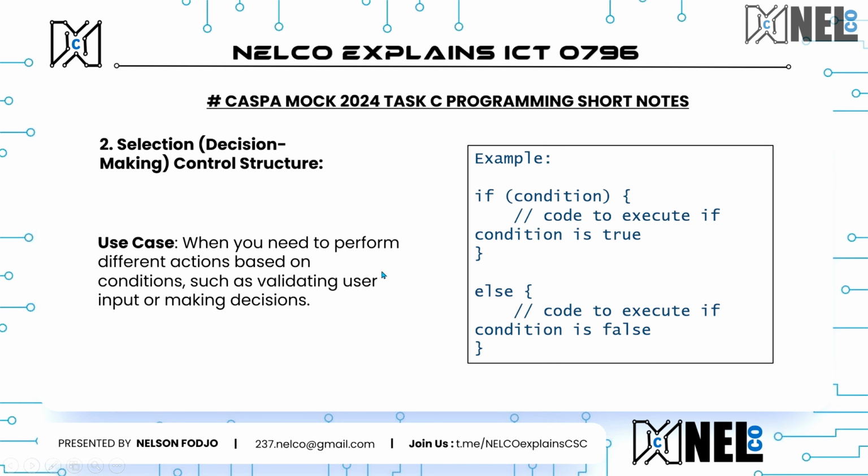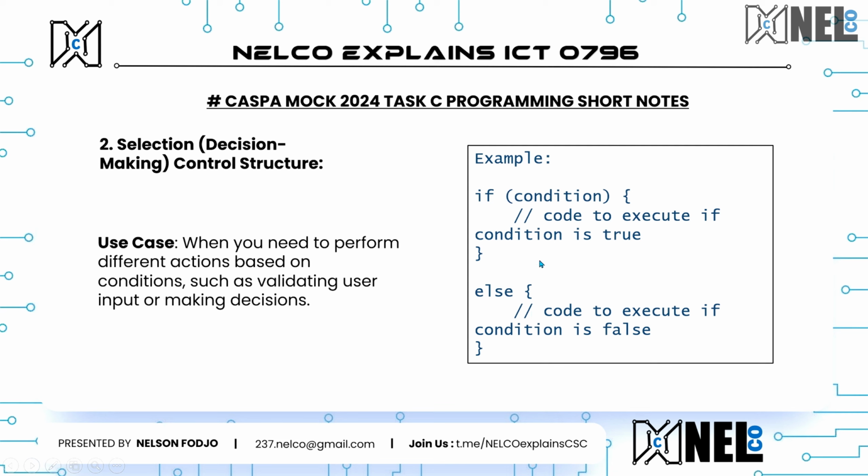Let's look at an example. You have if, bracket the condition, with the brackets open, you put the code to execute if the condition is true here, and the else, the code to execute here if the condition is false. So it first of all checks for the true condition in this block of code, and if it's not satisfied, it comes here directly.